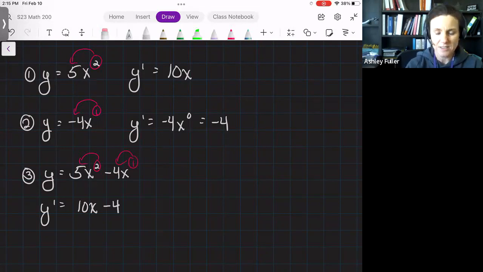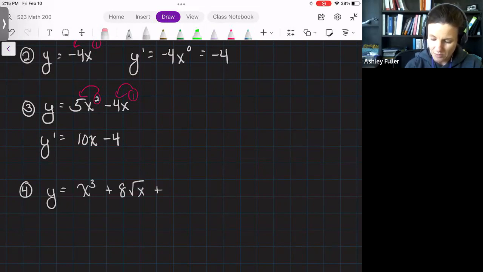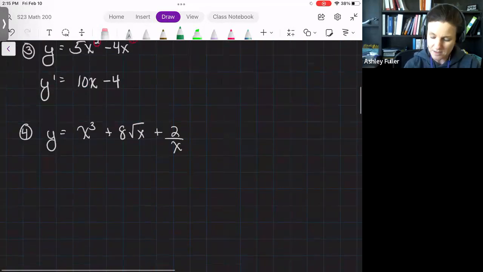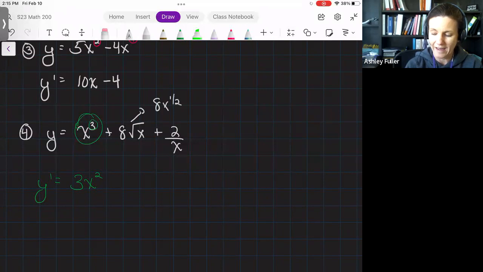Don't let fractional exponents and more complicated looking equations bother you. If we have y is equal to x cubed plus 8 times the square root of x plus 2 over x, it is important to know your rules of exponents. The first derivative here I can calculate fairly easily. Y prime on that part is going to become 3x squared, but it may be easier to think of this as 8 times x to the 1/2. And then I apply the same rule.